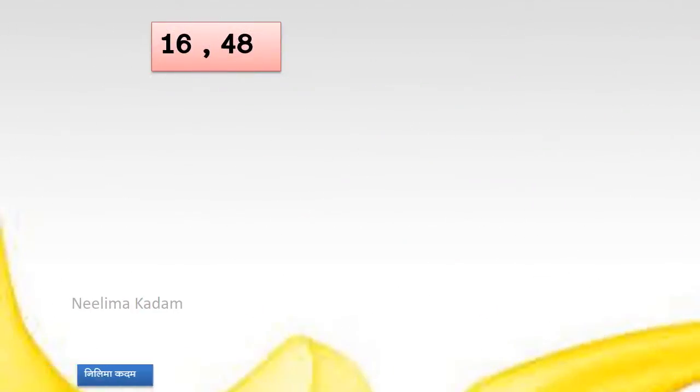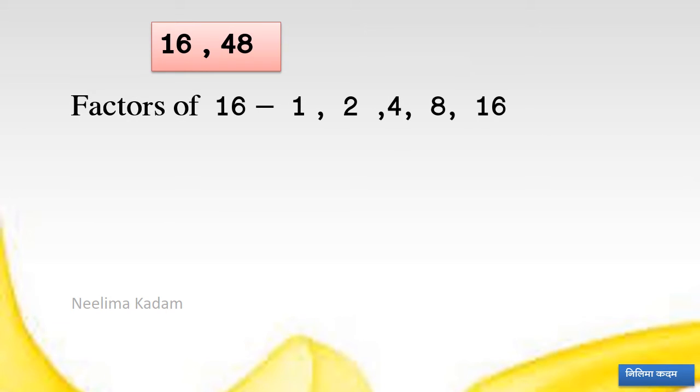Find out the HCF of 16 and 48. Now, just now we have found the factors of 16 and 48. We made the list of factors of 16 and 48. आता आपल्याला काय करायचं आहे? HCF काढायचं आहे, मसावी काढायचं आहे. So first step, to find out the factors. Factors of 16? Yes, 1, 2, 4, 8 and 16.